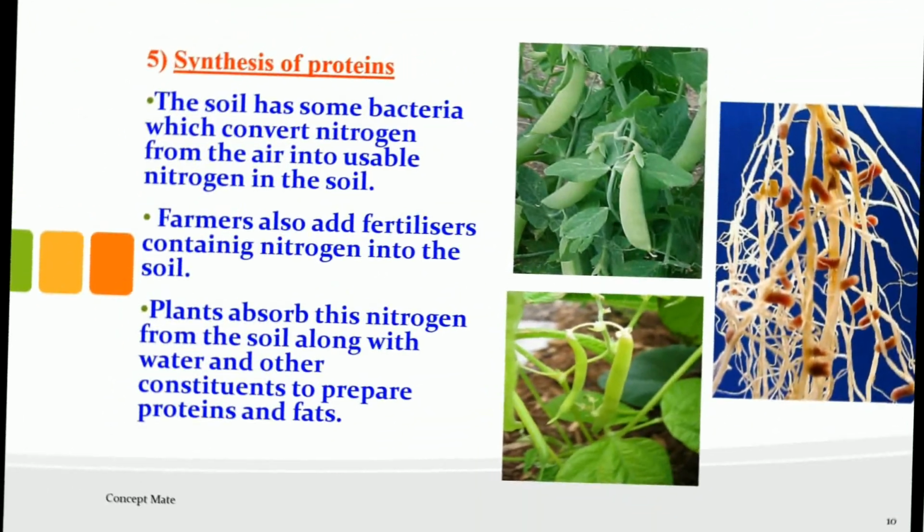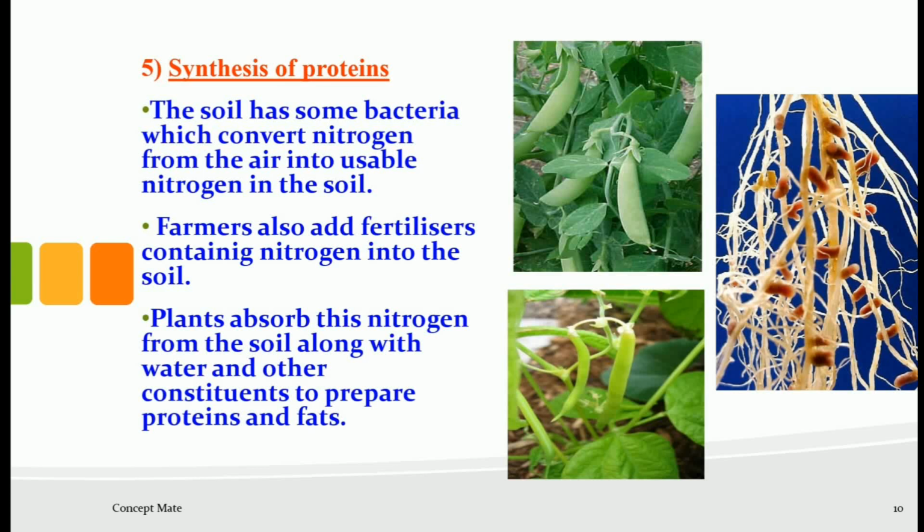Apart from the carbohydrate produced by photosynthesis for the plant's use, the plant also requires protein and fat for survival. So how are these proteins and fats synthesized? For the synthesis of proteins, plants require nitrogen, but they cannot directly absorb it from the air, where it is in the form of gas. Therefore, the plants absorb it from the soil.